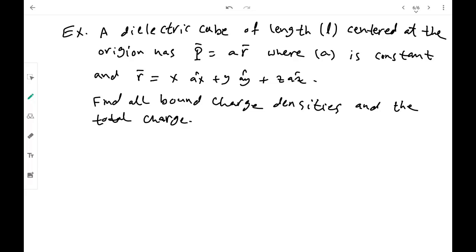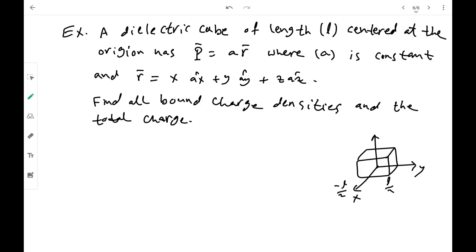Okay, now let us take an example about polarization in a dielectric. Assume that we have a dielectric cube, a cube made of a dielectric material. This cube has an edge length of L, and it is centered at the origin. Assume the origin is the center of this cube. Every edge is L, so along every axis the cube will range from minus L over 2 to L over 2, in the y axis, same as the x axis, same as the z axis.